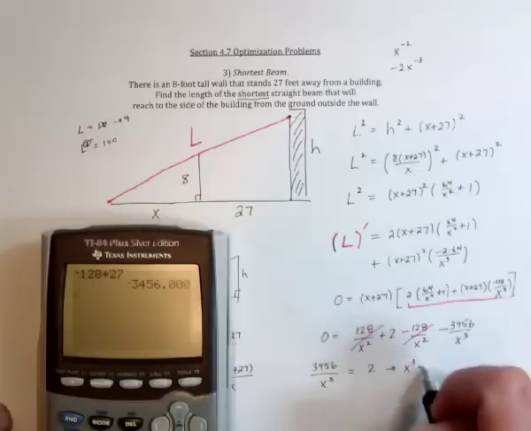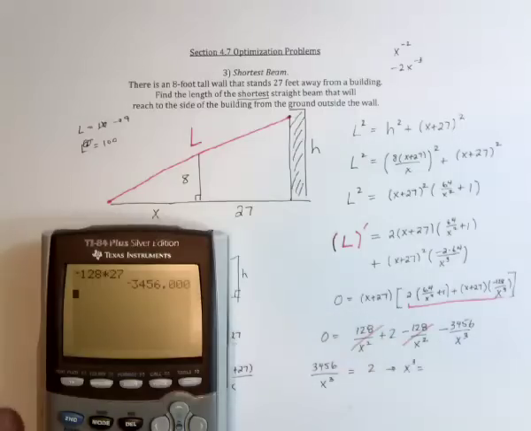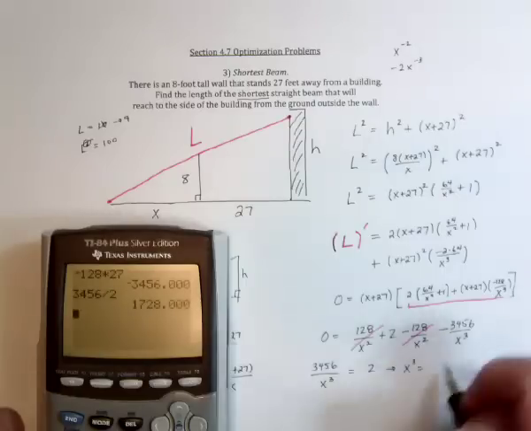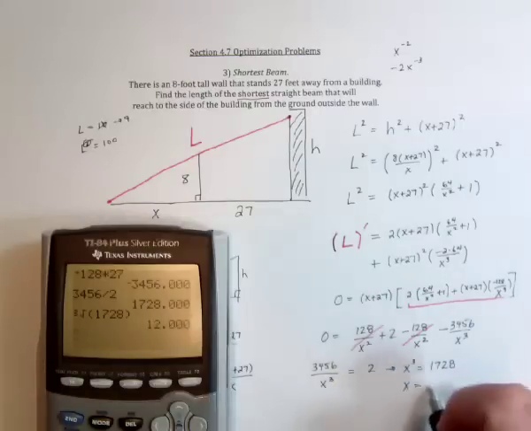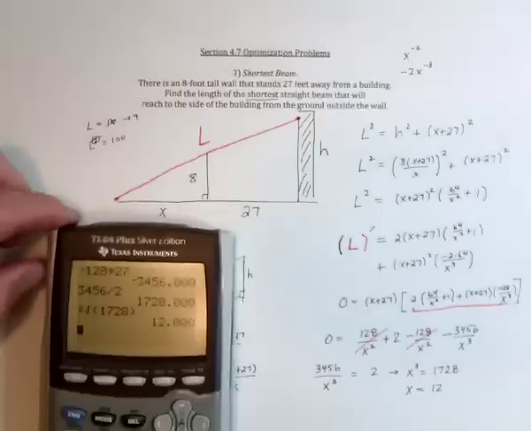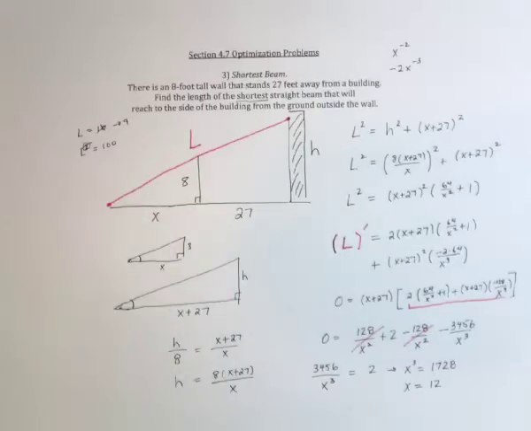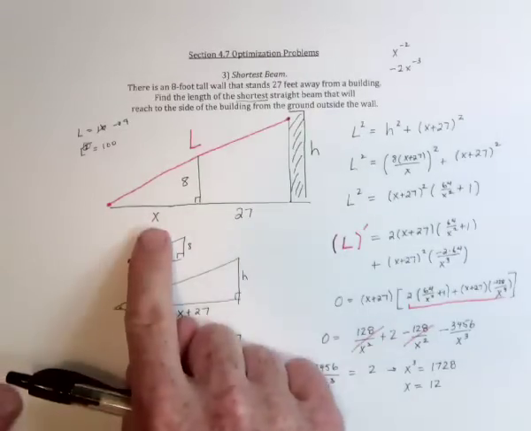So x cubed is equal to 3456 divided by 2, which is 1728. All right, now just take the cube root. The cube root of 1728. Wow, turns out to just be a 12. So x is equal to 12, but that's not the length of the board, that is this right here.